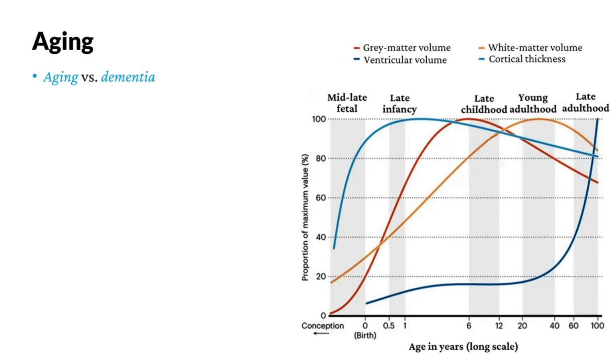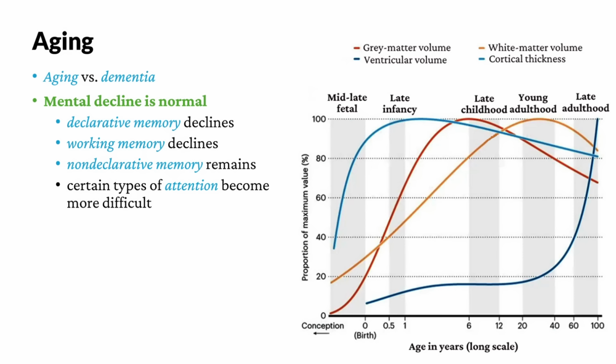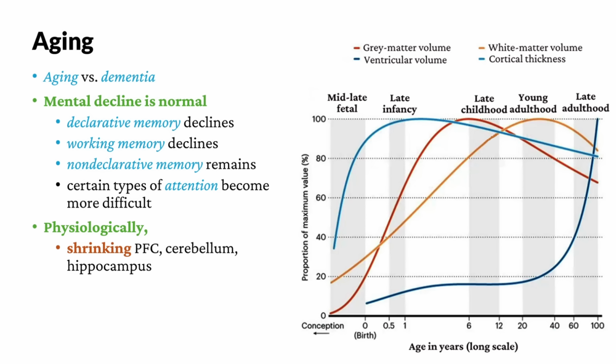Aging is different from dementia. Dementia is a kind of pathological process where there is significant decline of mental capabilities, as well as significant shrinking of brain tissue. Aging is different. In aging, mental decline is normal, though it is not to a large extent. There is decline of declarative memory, decline of working memory, but non-declarative memory largely remains. There is also a decline in certain types of attention, such as resisting distraction or doing two things at the same time. Also, physiologically, there is shrinking of the PFC, cerebellum, and hippocampus.